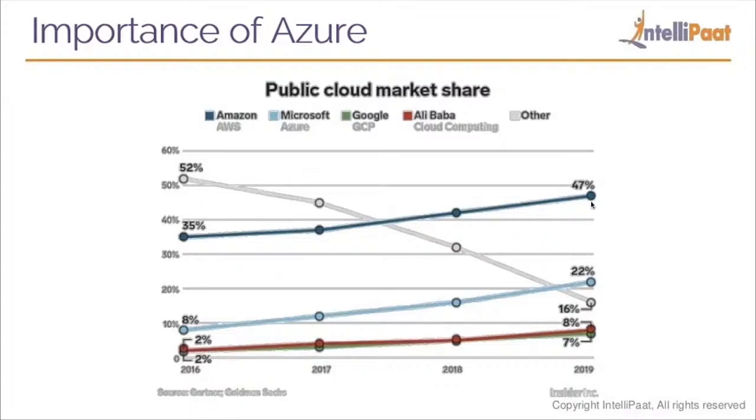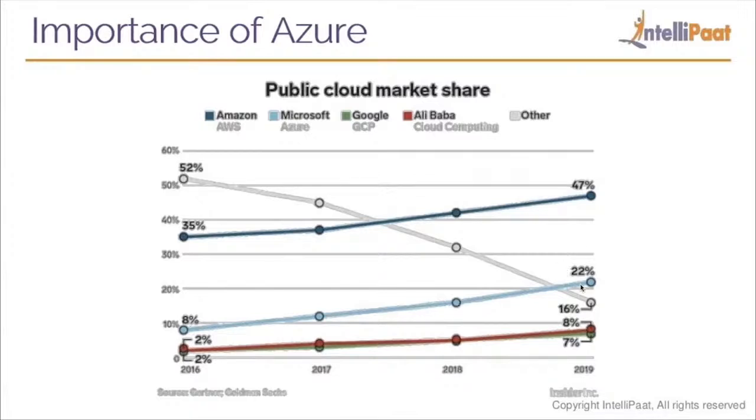At the end of 2019, we can see the maximum growth is on the Azure side. It has grown from near 8% to 22%, making it the second largest cloud provider. In the same time, AWS has only grown from around 35% to 47%. Here, the year-on-year growth would be higher for Azure. Azure has grown more than 200%, while AWS has only grown around 20%, from 35 to 47. If you see year-on-year growth, the maximum is for Azure.